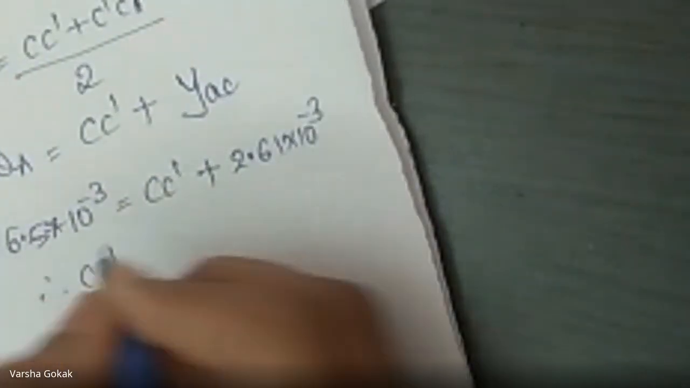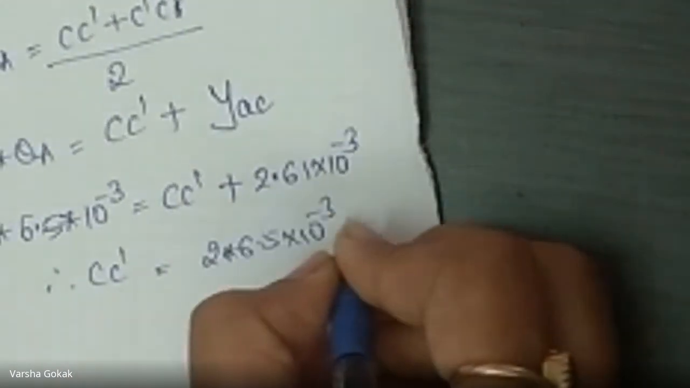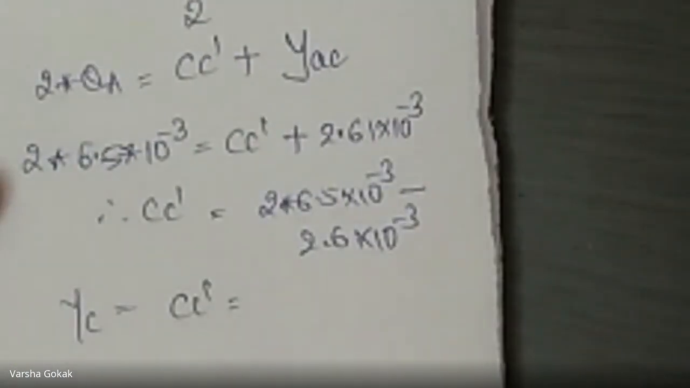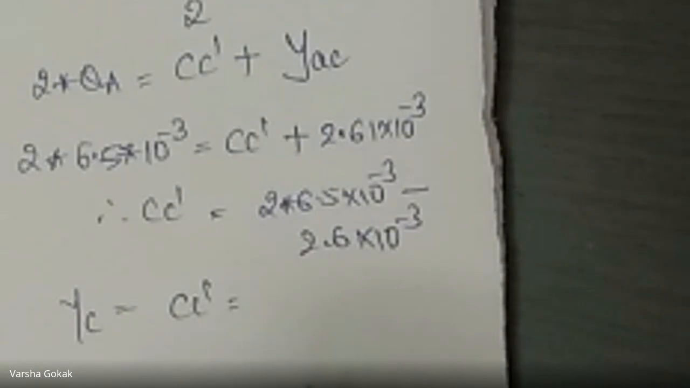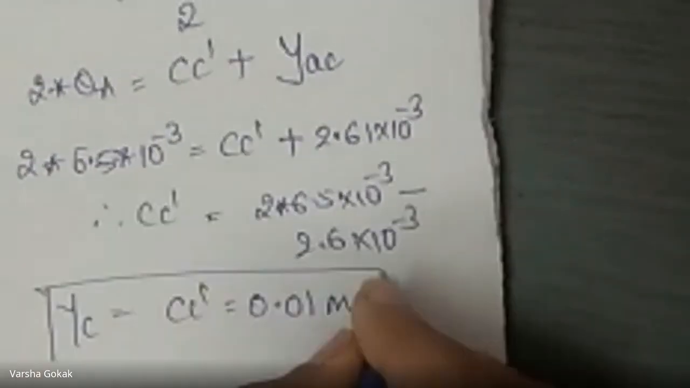Right, from here I will get the value of C dash, that is going to be 2 into 6.5 into 10 to the power minus 3 minus 2.61 into 10 to the power minus 3. What is C dash? That itself is your YC, that is the deflection at point C. How much is C dash? 0.01 meters. So this is the deflection at point C.